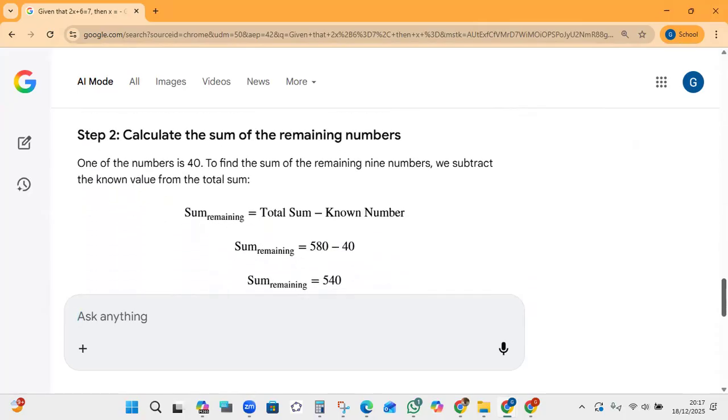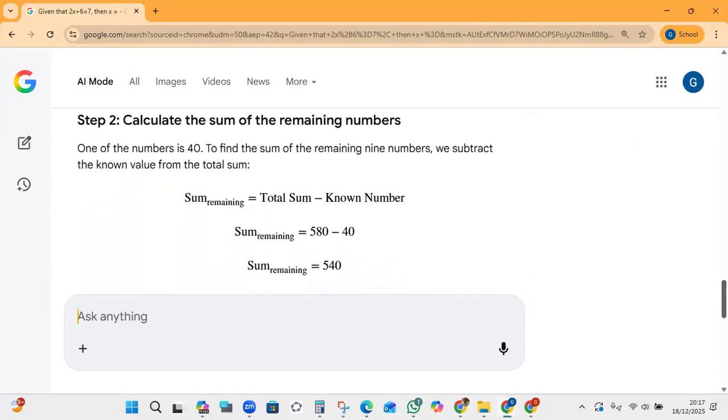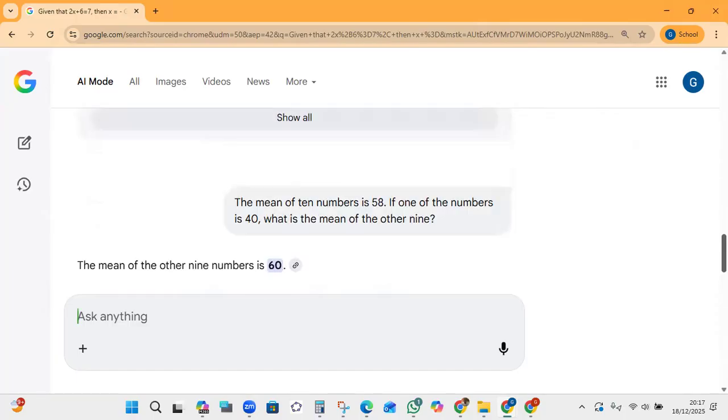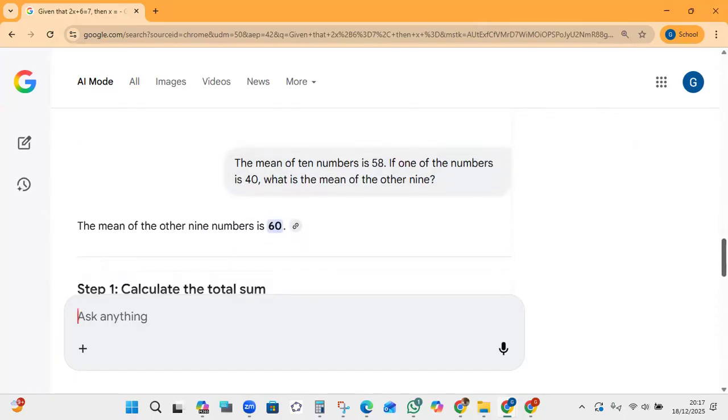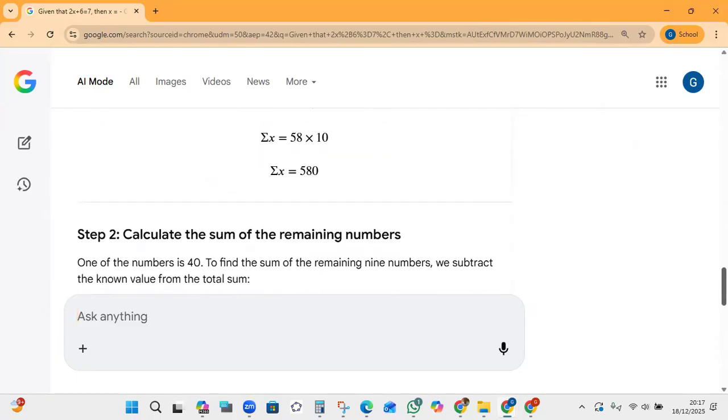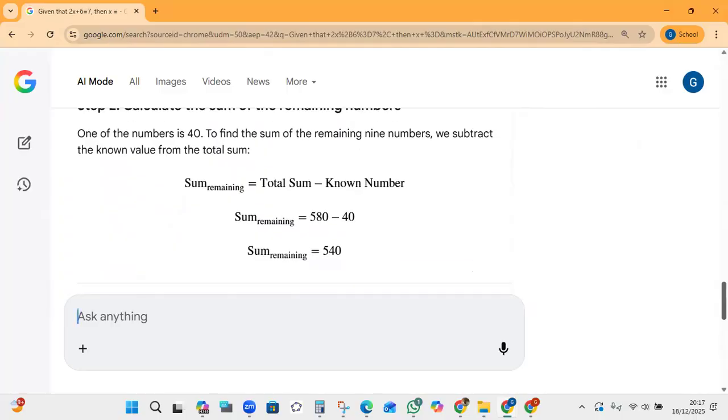Now the second step is to calculate the sum of the remaining numbers. So one of the numbers is 40. To find the sum of the remaining 9, we have to subtract the known value from the total sum, because bear in mind, the question said that one of the numbers is 40. So that 40 was subtracted from the sum to get 540.